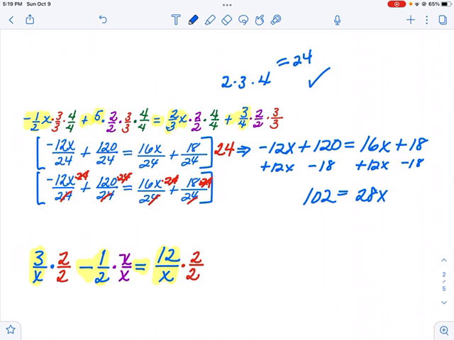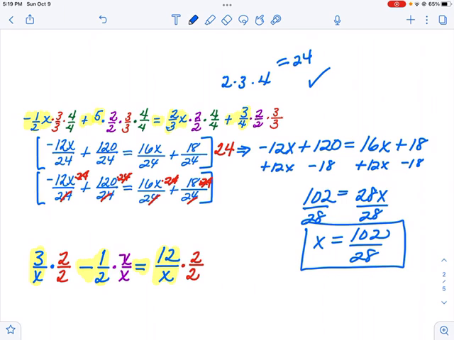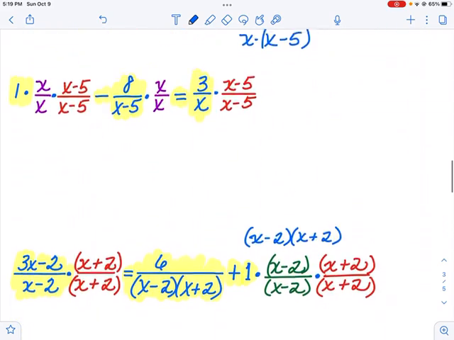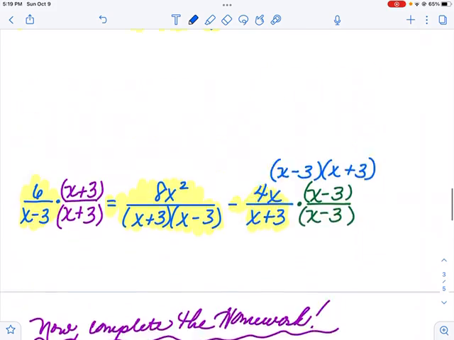And so we're going to divide both sides by 28. So we get x is equal to 102 over 28. Okay, and if I look at my equation, I don't have any denominators to worry about. So my solution then would be 102 over 28. Now, I'm just going to go through here because it seems like I lost my page, and I'm not quite sure where that went to.